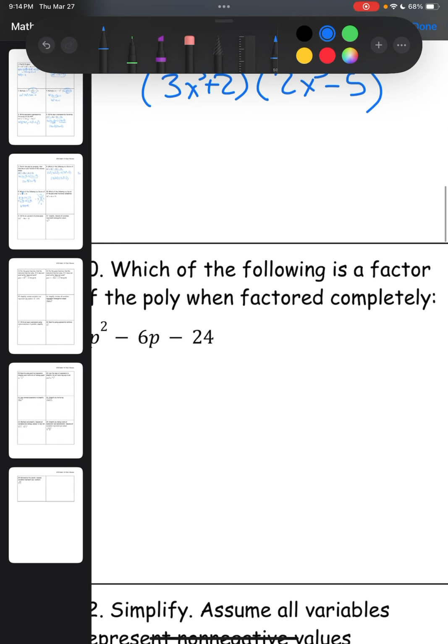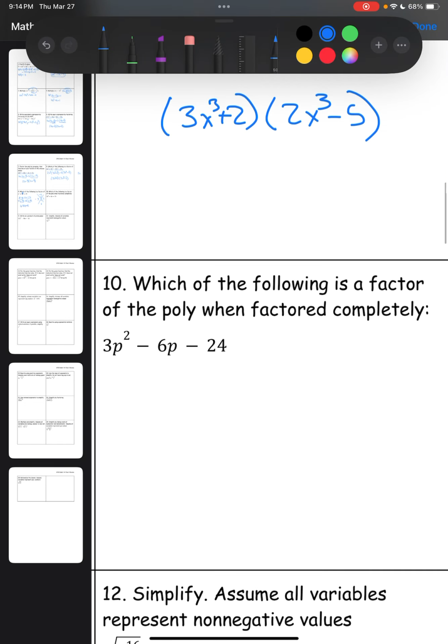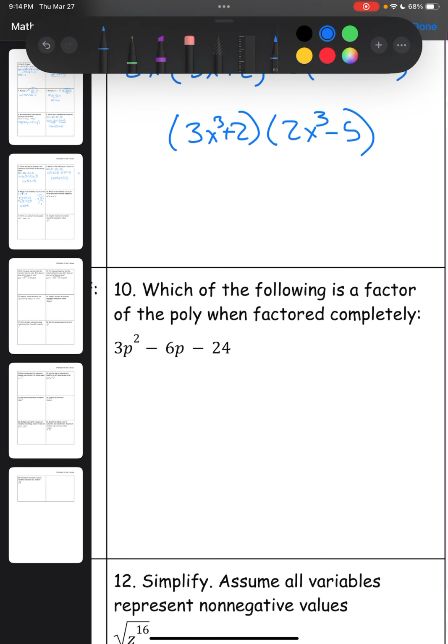Alright, number 10. It's the same thing. I'm just going to show you how I would factor this one out. They all have a common term already, so we can already take out a 3 here, which might make it a little easier to see what we need. So we have p squared minus 2p minus 8.